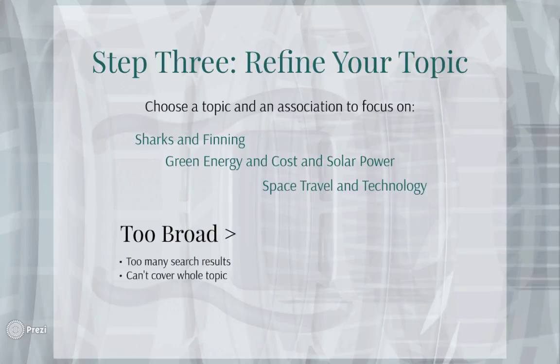Too broad, and you will have too many search results and be unable to cover the whole topic in your paper. Too narrow will result in too little information and your inability to reach a page length requirement. The best thing is to start broad and then move to narrow the topic until you have reached a comfortable amount of resources and information.